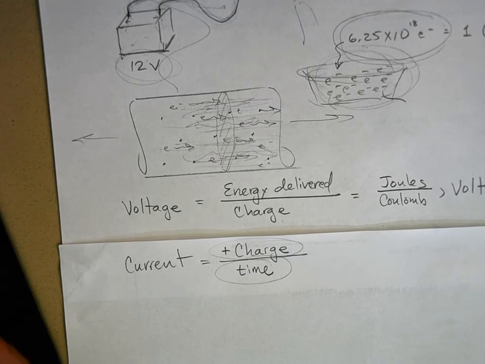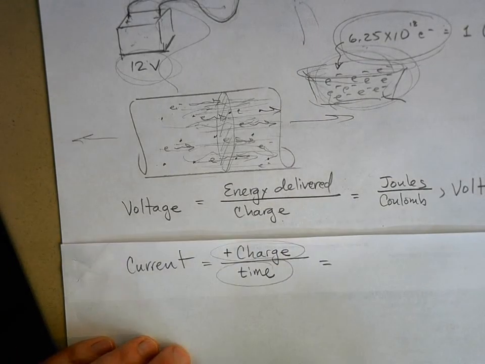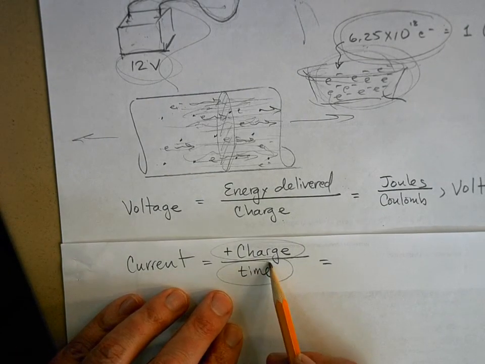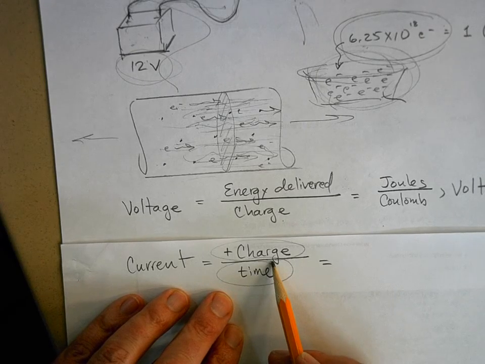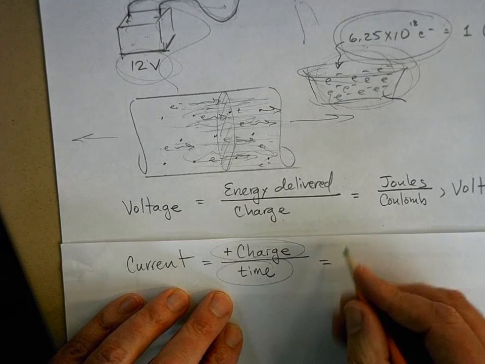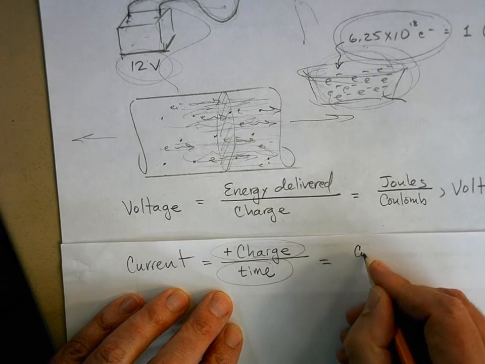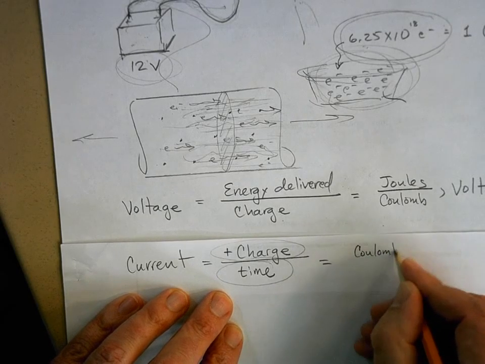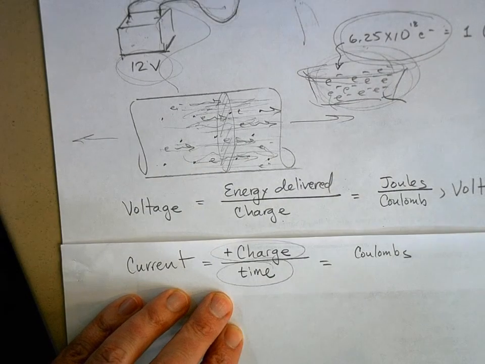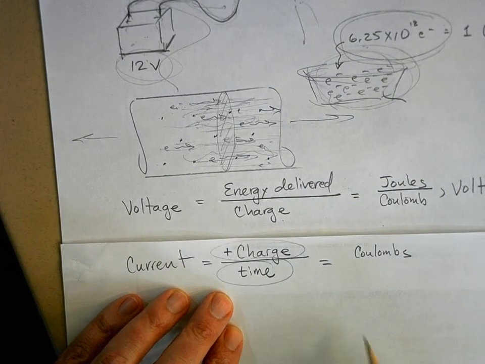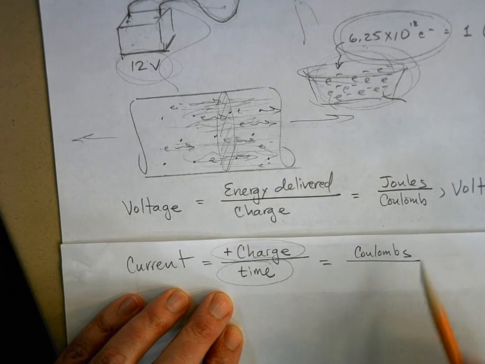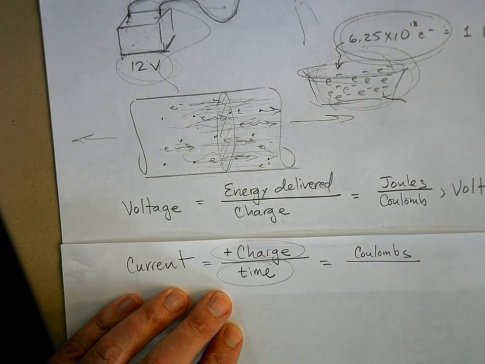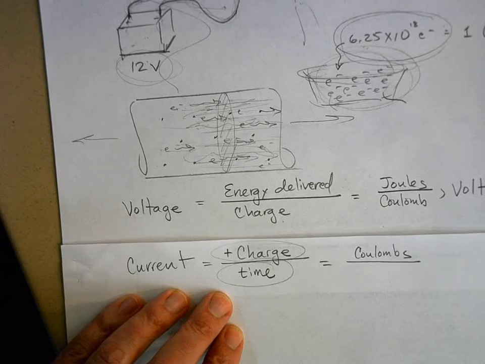So anyway, let's do this. What do we measure charge with? Charge is coulombs. A big basket of charge. 6 trillion billion electrons is a coulomb of charge. How much of that goes by per unit time? Well, what do we use in science for time? Seconds.